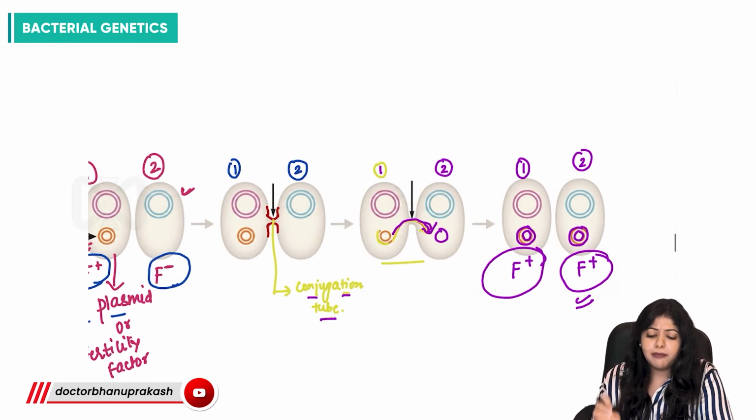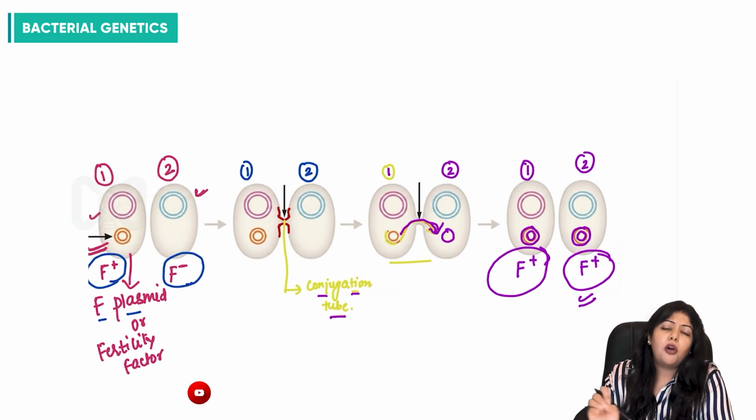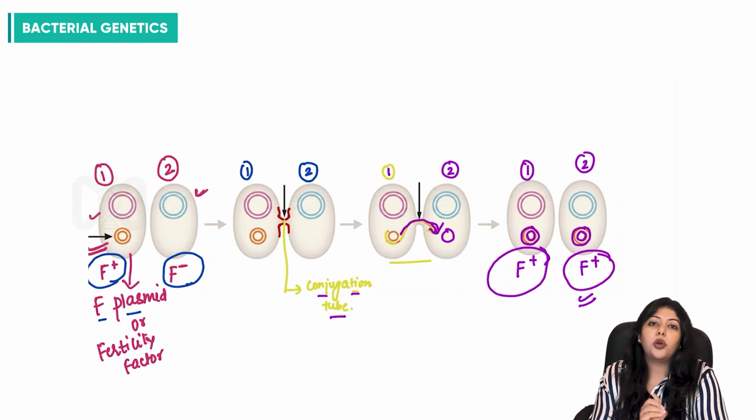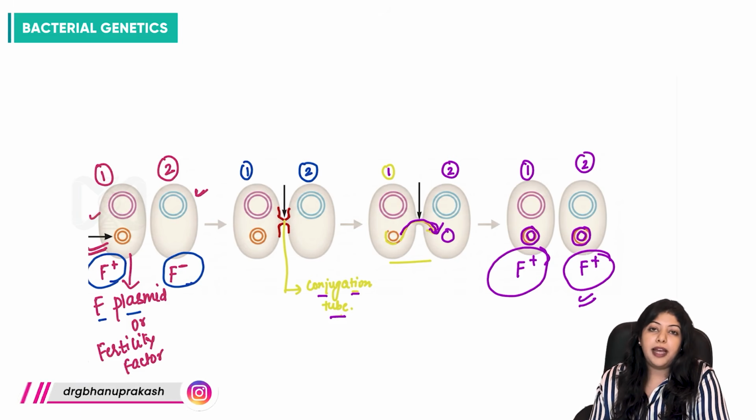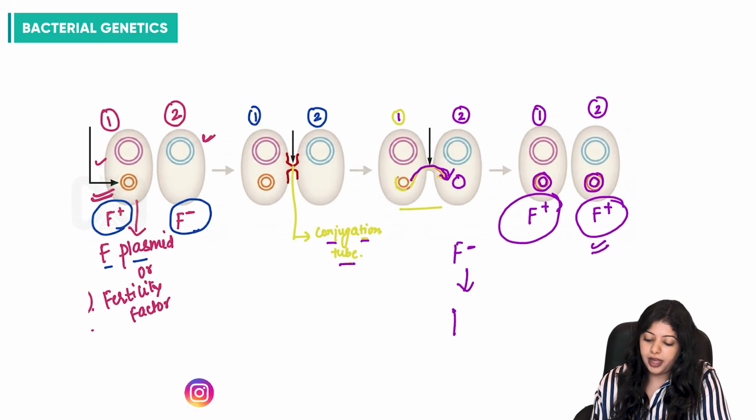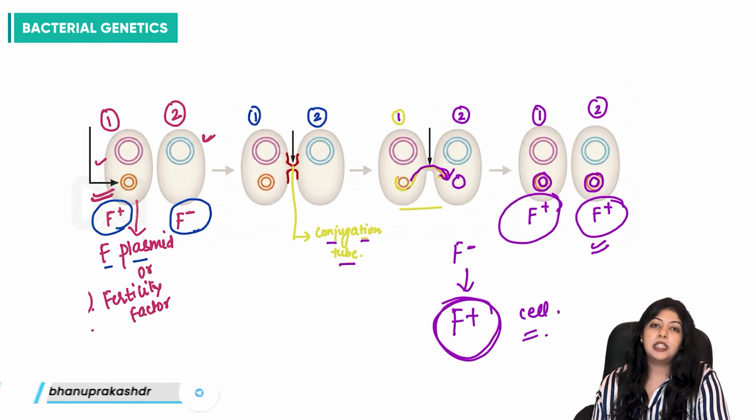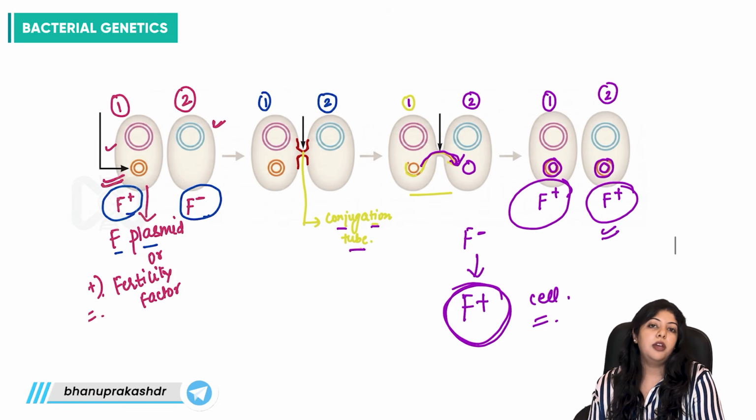So there is the simplest method wherein transfer of genetic material occurs from one bacteria to another bacteria with the help of a channel or a tube, which is the conjugation tube, and the factor which is being transferred is the fertility factor. So now the F negative has been converted to an F positive cell, right? This is the simplest method wherein F negative has become F positive by the transfer of fertility factor.